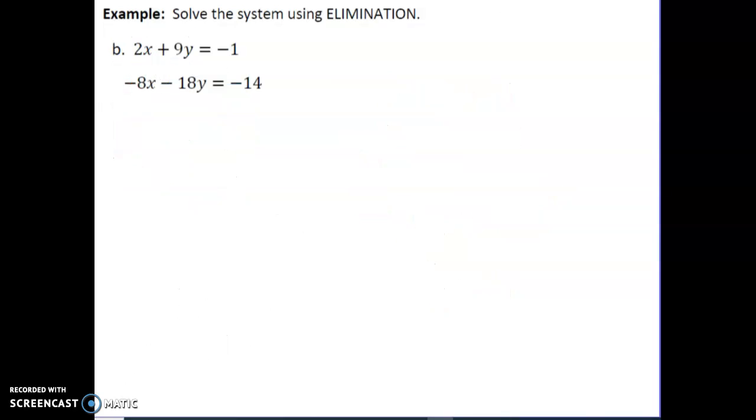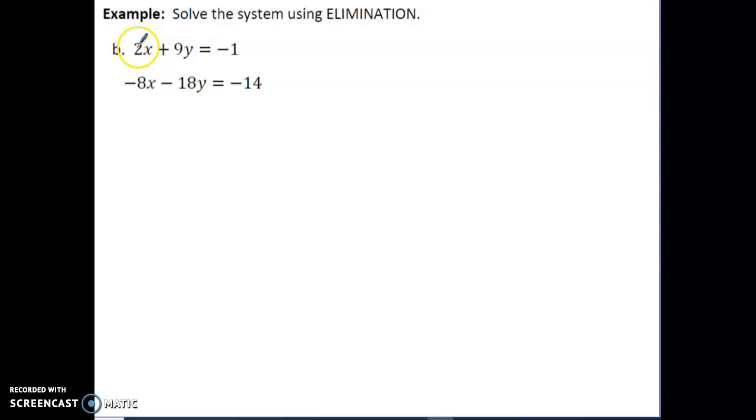And let's do this one. 2x plus 9y equals negative 1. And then look at the bottom line. I have negative 8x, which is not the opposite of 2x, and negative 18y, which is not the opposite of 9y. So I don't have the opposite of either one. I have to create an opposite.